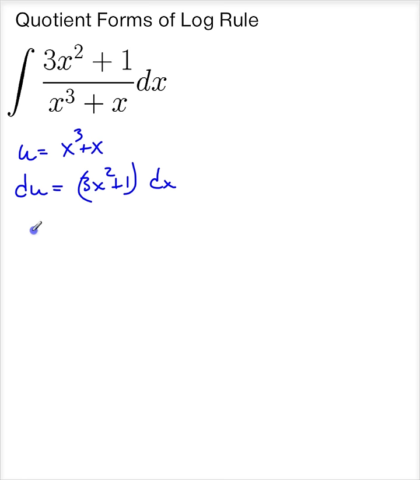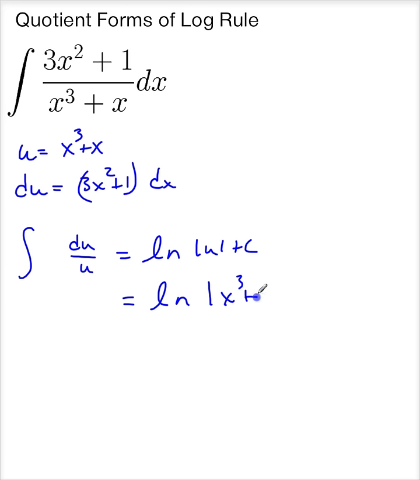So this integral can be rewritten as du over u, which is the natural log of the absolute value of u plus c. Now, whenever you do an indefinite integral, you have to substitute back. So this is natural log of the absolute value of x cubed plus x plus c.